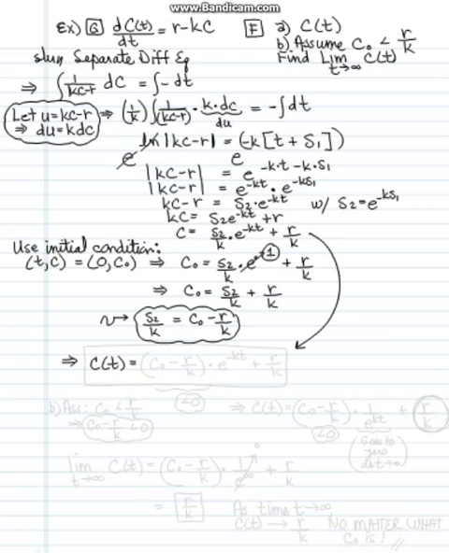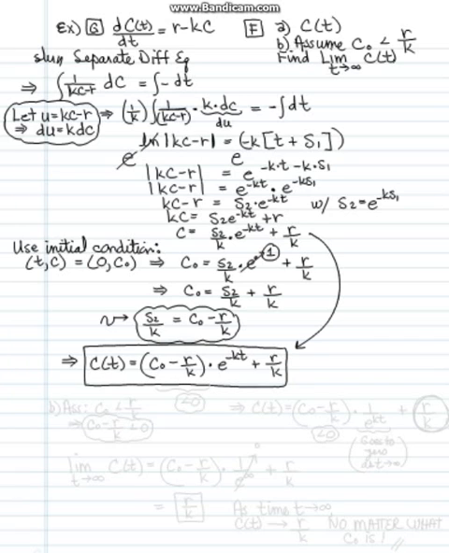Okay, so we're going to use that to refine our solution, and that will give us C of t equals, okay, replace the S sub 2 over K with C sub 0 minus R over K, times e to the negative kt plus R over K. And that is good enough for the answer for part A.